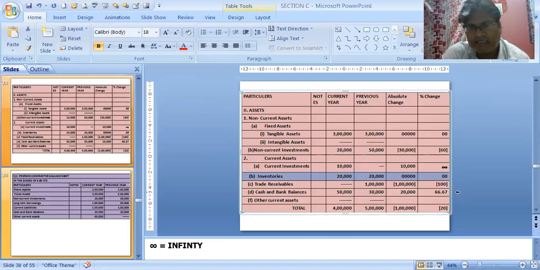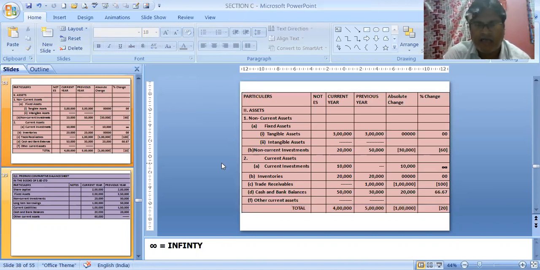Then again, in cash and bank balance, 50,000 minus 30,000 is 20,000. 20,000 by 30,000 into 100 is 66.67. This one again, 1 lakh by 5 lakhs into 100 is 20%, but it will be negative because the absolute change is negative. This figure and the total asset figure will be the same, because they will always be the same in a balance sheet. Asset is always equal to liability in a balance sheet.